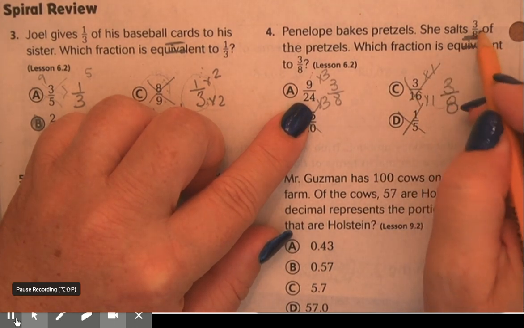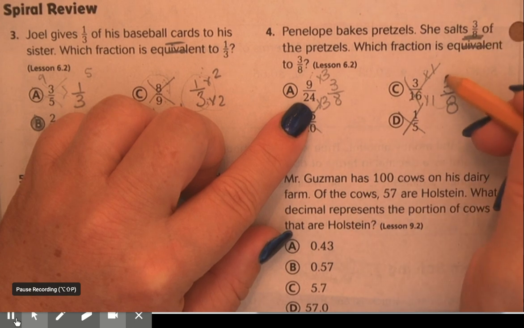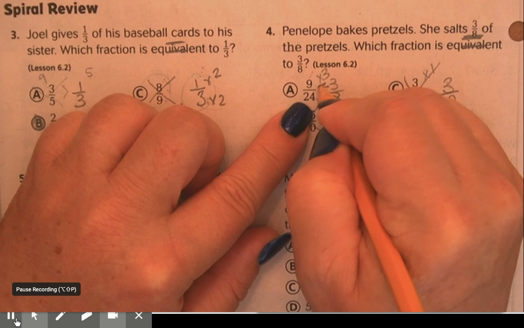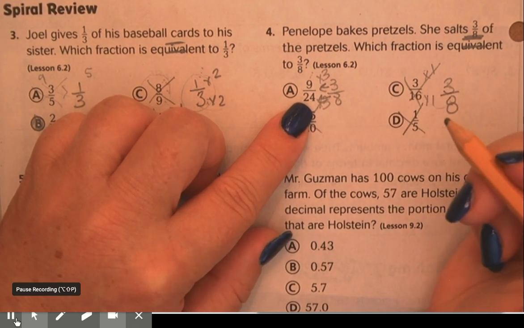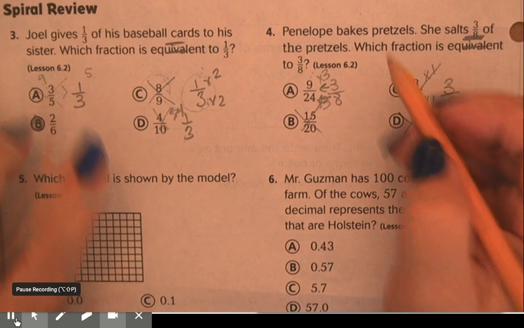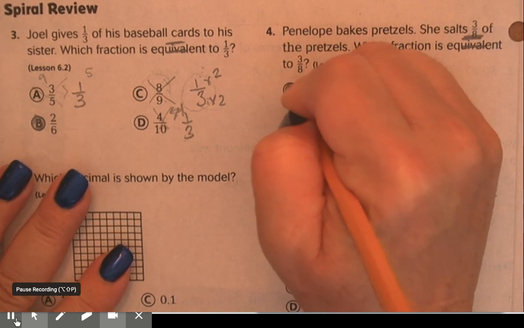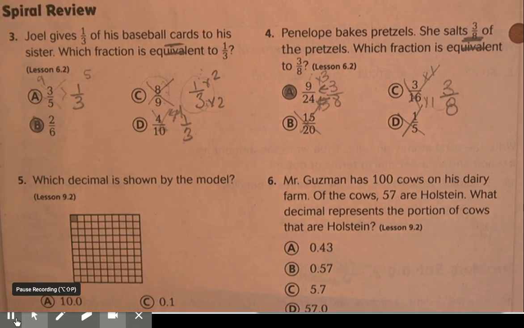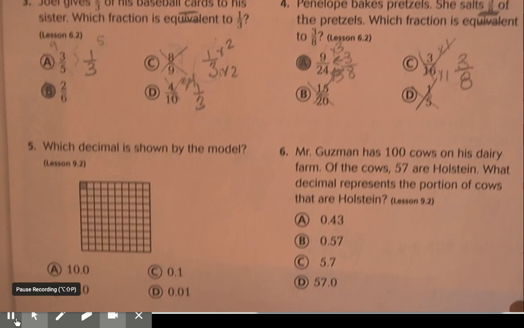Remember, the rule with equivalent fractions is you're going to multiply the top and the bottom by the same number, and then you should be able to figure it out. Or you can cross multiply, or you can use a benchmark in your head to figure out which one would be correct. And which decimal is shown by this model?